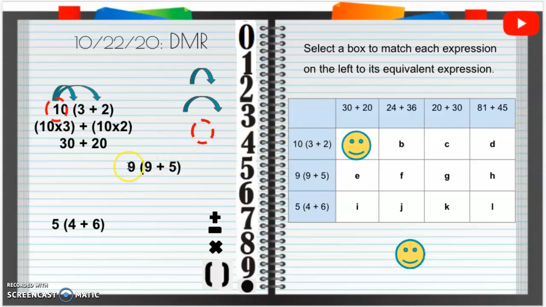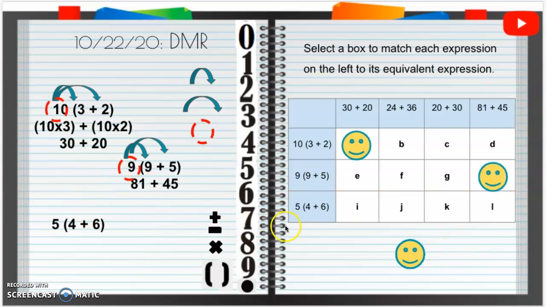All right, next part. So we have 9 times the quantity of 9 plus 5. Well, we're going to circle that 9. And then we are going to distribute it. So 9 times 9, and then that plus, and then we're going to have 9 times 5. So 9 times 9 is going to be 81. And then we're going to keep that addition. 9 times 5 is 45. Which one of these says 81 plus 45? There it is, right over here. So I'm going to put that smiley face in that box. Letter H.